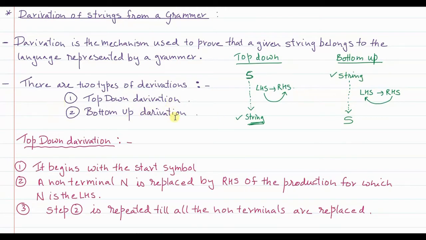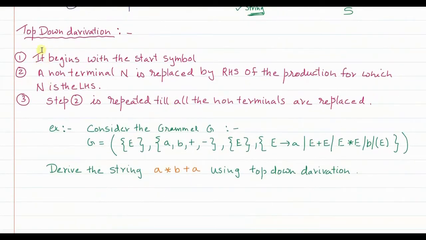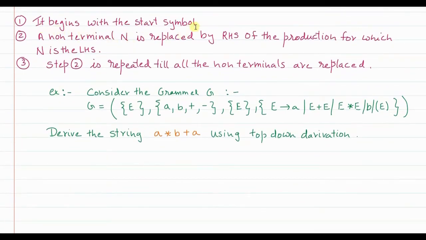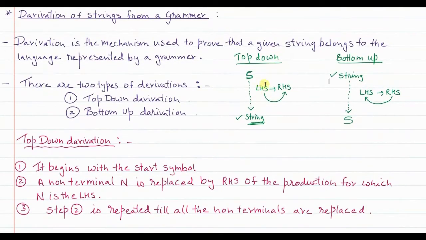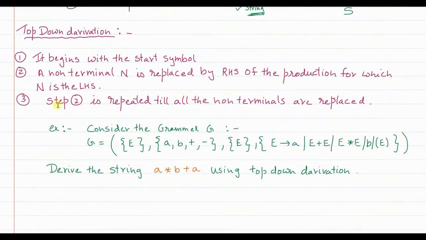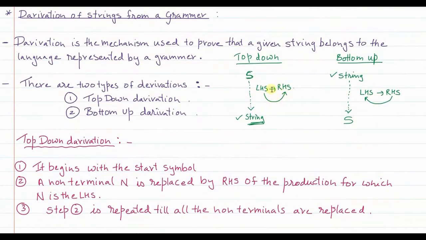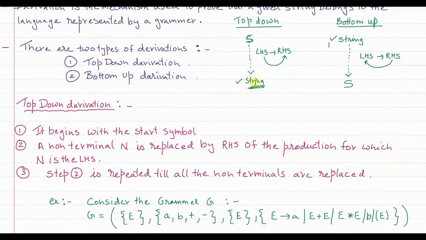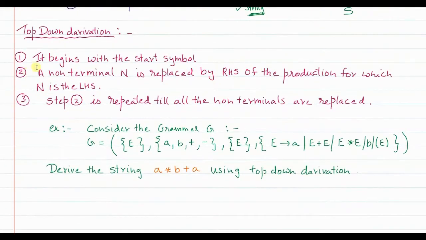So there are two types of derivations. We start with the top-down derivation. As I have told you, it begins with the start symbol. A non-terminal, say N, is replaced by the right hand side of its production for which N is the left hand side. Then step 2 is repeated: this replacement is repeated for n number of steps till all the non-terminals are replaced. After doing all this, if we get the original string back, then we say the string is accepted. Otherwise the string is rejected. That's basically top-down derivation.